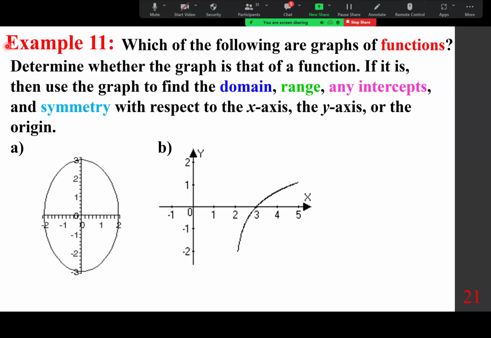Could somebody read this? We have a couple more questions to go. Which of the following are graphs of functions? Determine whether the graph is that of a function. If it is, then use the graph to find the domain, range, any intercepts, and symmetry with respect to the x-axis, the y-axis, or the origin. Perfect. This is not a function because it fails the vertical line test. This is not a function.